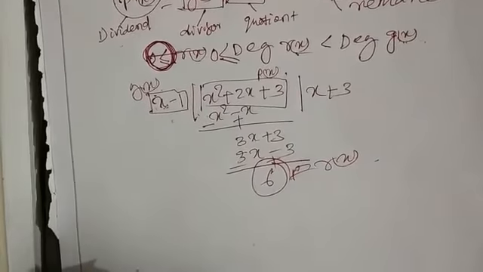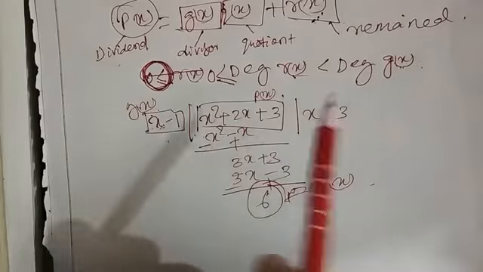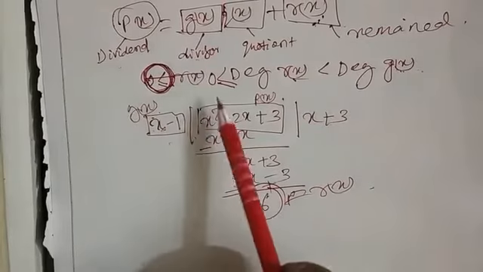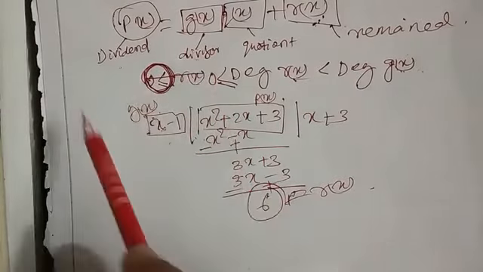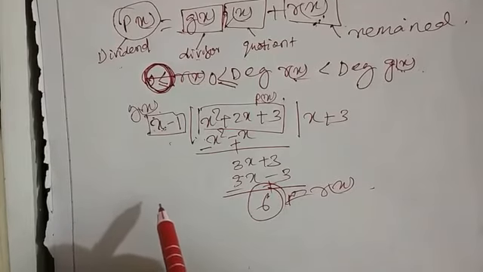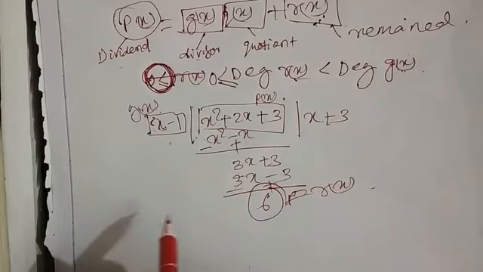Okay, got the idea? So degree of the remainder is always less than degree of divisor in case of polynomial, and remainder is always less than divisor in case of numbers. Okay, now let us apply these ideas in practice.